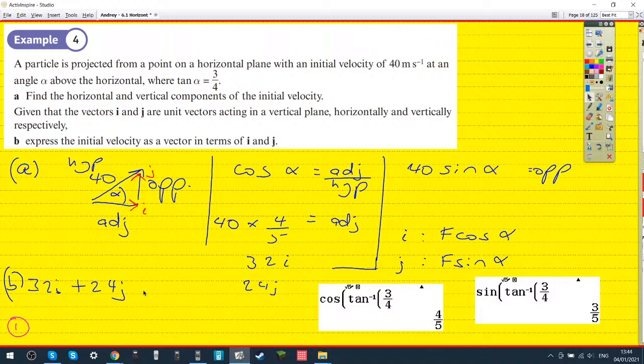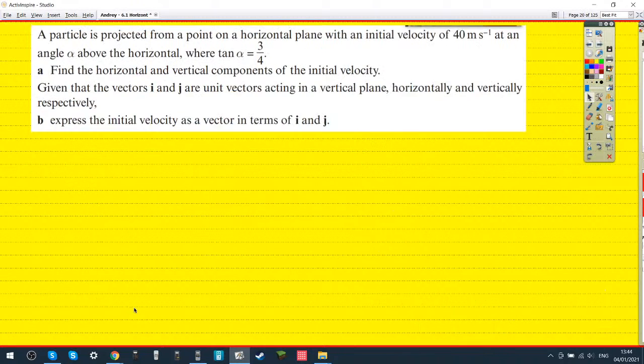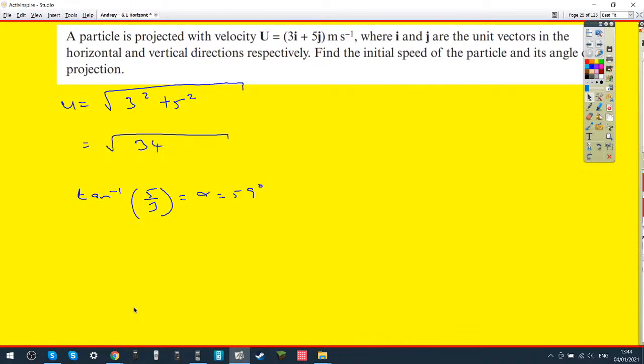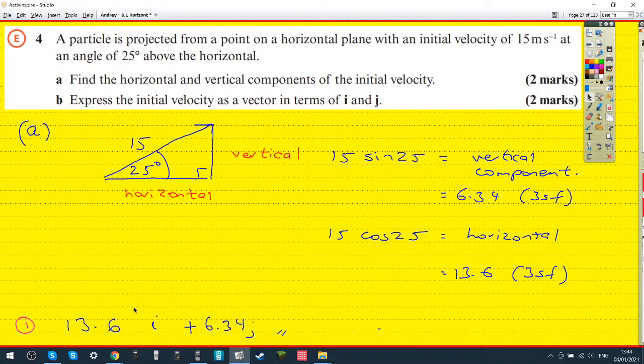That's all we're doing. We're converting a force and an angle into its parts. They call them components. So how much right, how much up. Not just 4 right for every 3 up, but actually 32 right, 24 up. And here it was to 3 sig fig, but it's the same idea. 13.6 right, 6.34 up, roughly speaking.